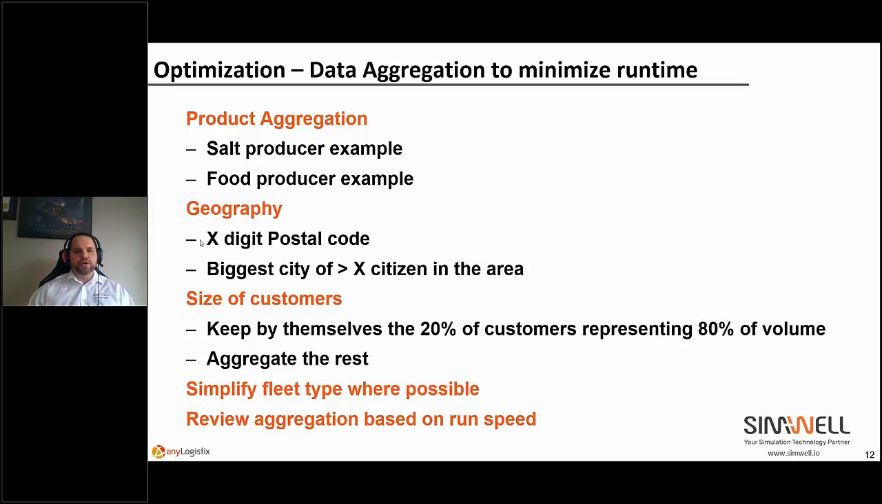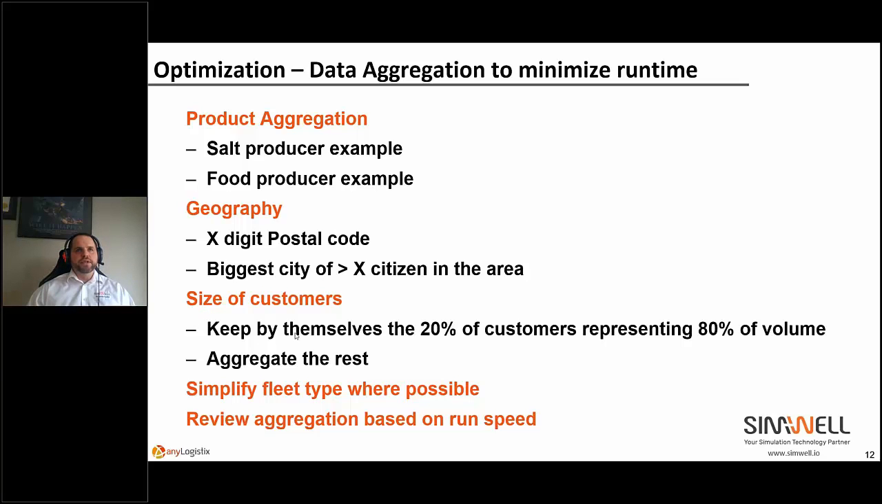Another one is the geography, especially about the demand. You can aggregate the demand by postal code, for instance, using the first X digits, 3-digit or 4-digit, depending on how precise you need to be. Another one that I've seen is to aggregate the demand in the biggest cities, higher than X amount of citizens in a specific area. There are many other ways to approach this, but these are a few examples of how you can do that.